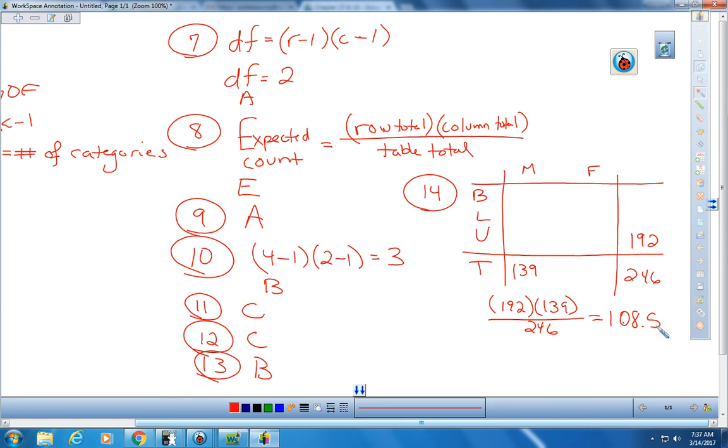Okay, so number 14. I think it made more sense just to calculate it. I don't know why they just gave a range there.